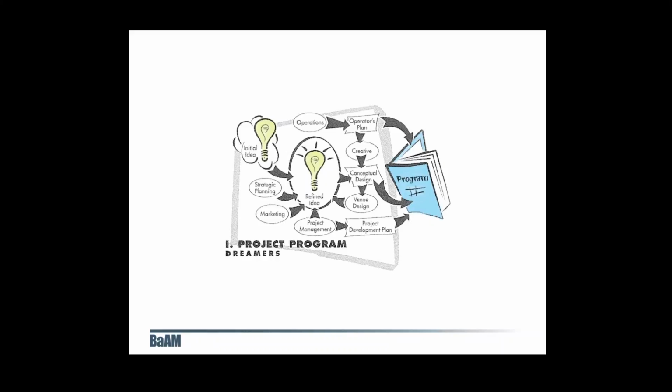By program, we mean the set of criteria for the project's design and implementation. At BaAM, we have another name for this deliverable, which is the project charter. Ultimately, this program or project charter will define the goals, objectives, creative inspiration, the budget parameters, scheduling guidelines, language requirements, and any other special or unique conditions that should be recorded at the outset.